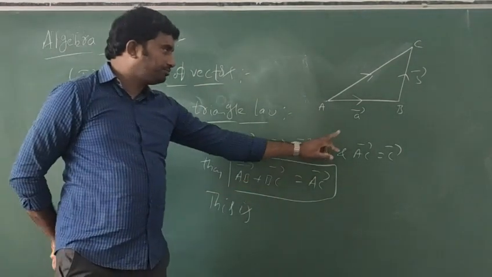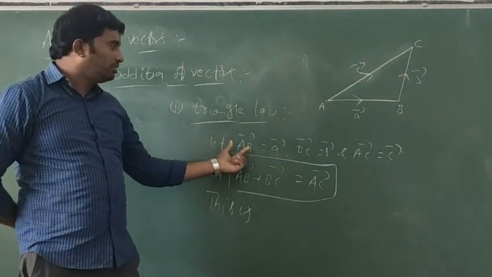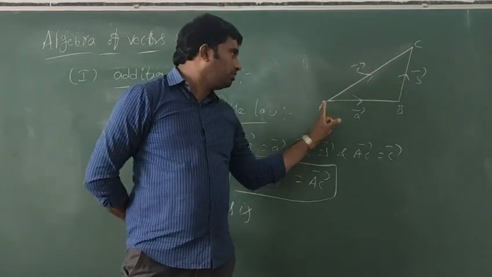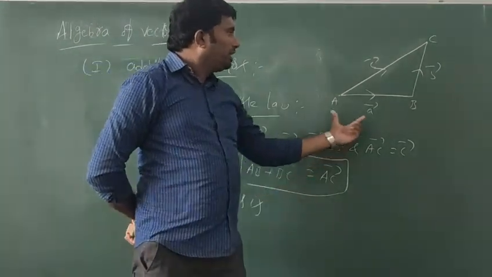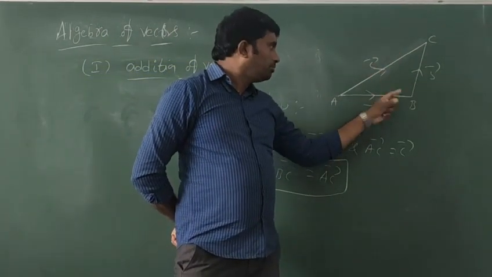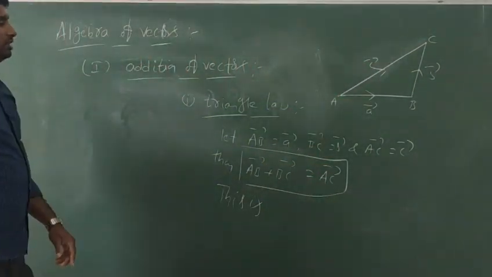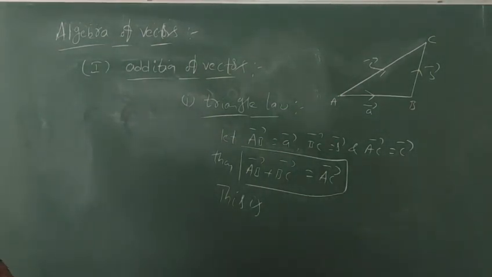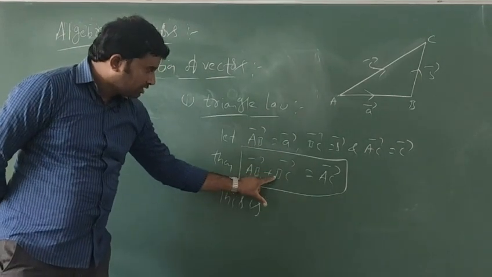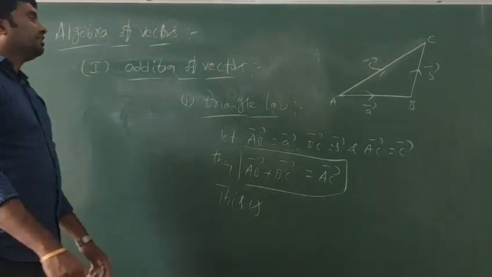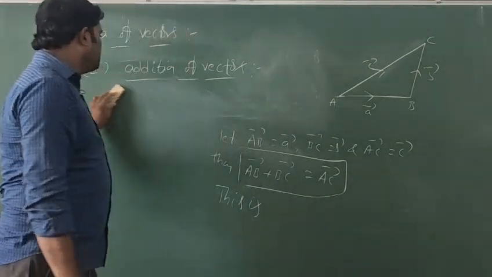First, draw the triangle. Write down the three vectors one by one. First, AB bar is A bar, BC bar is B bar, and AC bar is C bar. Then what is the triangle law of addition of the vectors? By adding two sides, we get the third side. So AB bar plus BC bar is equal to AC bar. This is the triangle law of addition of the vectors. That is the first one.